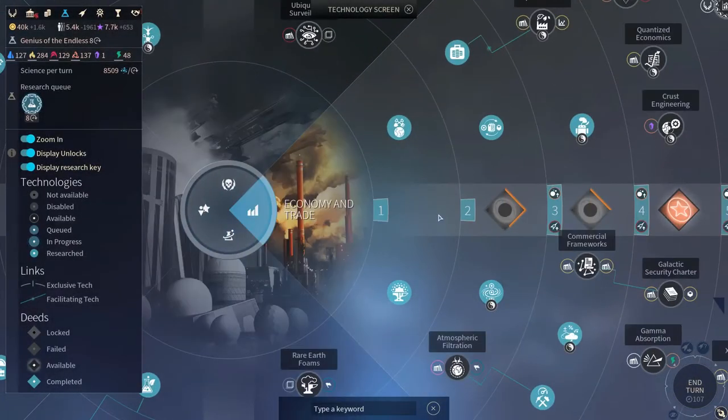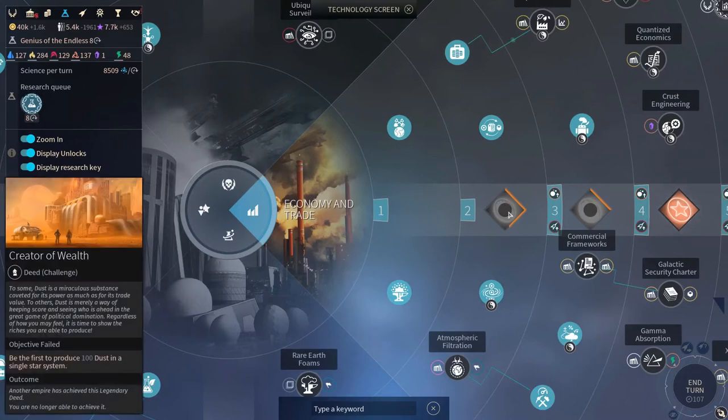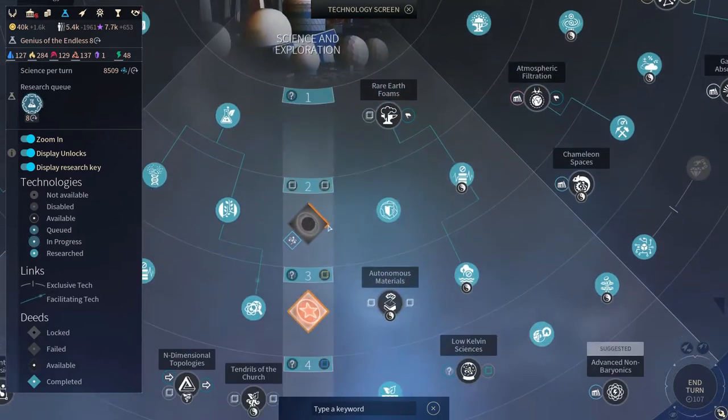Deeds are kind of quests that you'll have to complete, and if you complete them before the other factions, they won't be able to get them. So for example, this deed, Creator of Wealth. If you're the first one to produce 100 dust in a single star system, you'll get a reward, and the other factions will not be able to get that reward. Some of them are quite interesting.